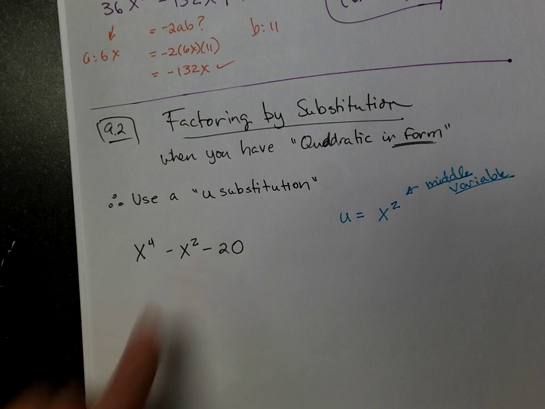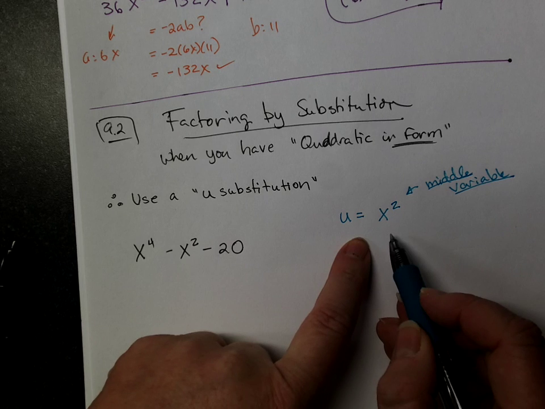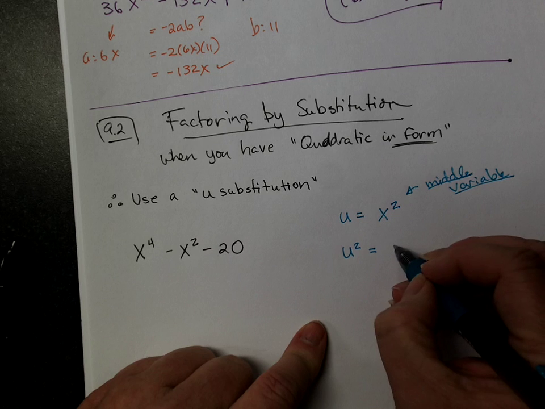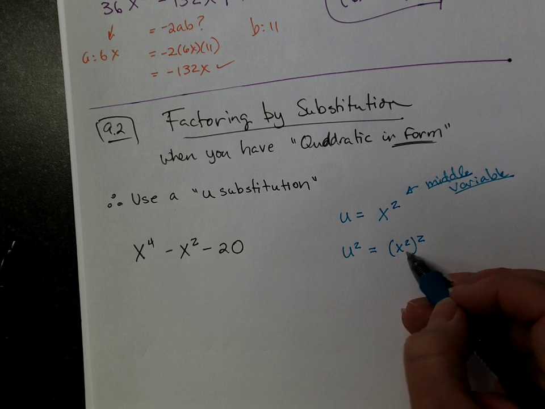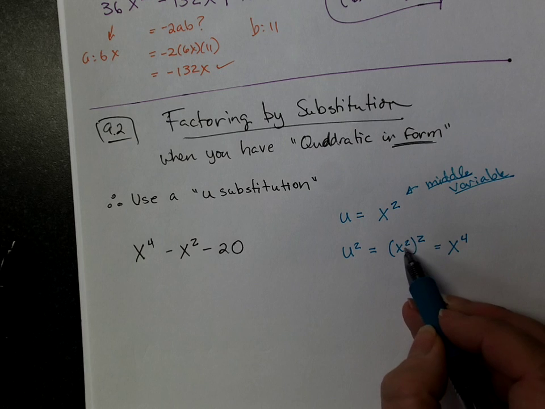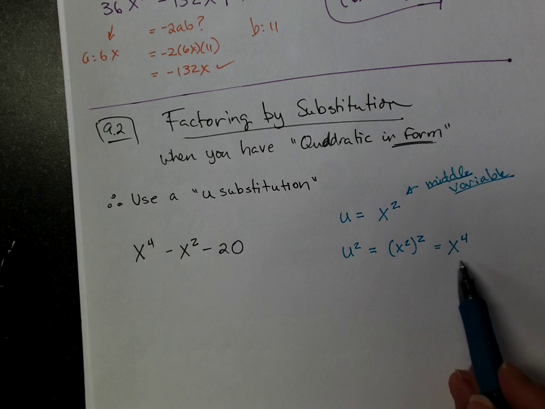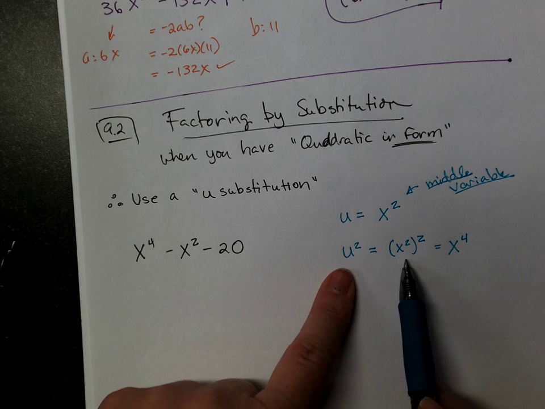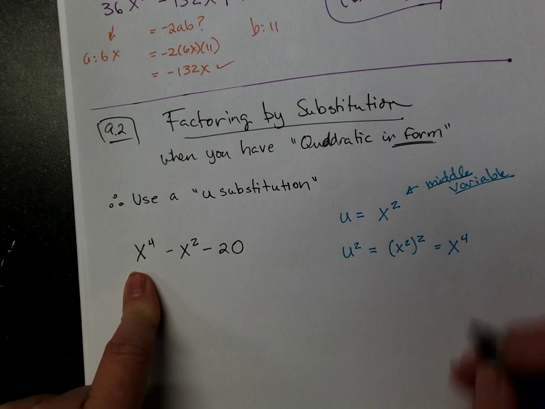Now to test if it is quadratic in form, do this: square both sides. So we're going to square that side, U squared is equal to, put this in parentheses, x squared, and square it. And what is x squared squared? Because our power rule says raising an exponent to another one, you multiply the exponents. So if our middle variable is U equals x squared, and then we square both sides, is what we get the first thing? Yes. That's what you ask yourself.